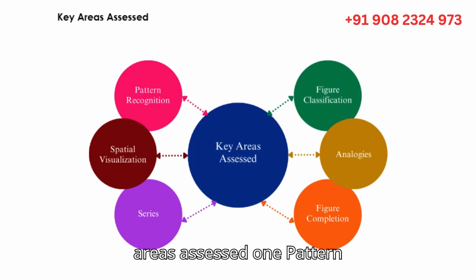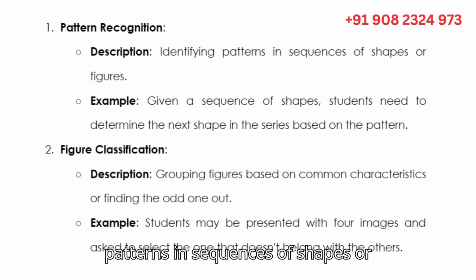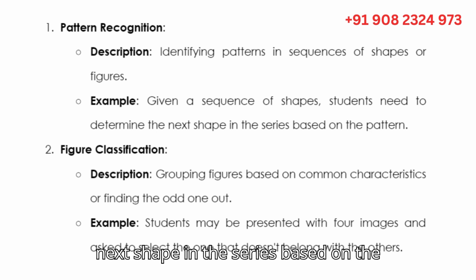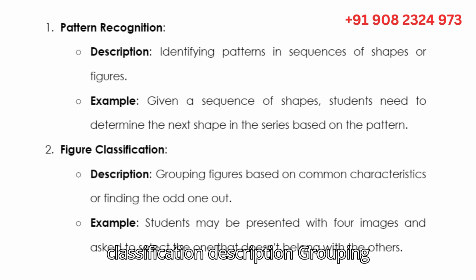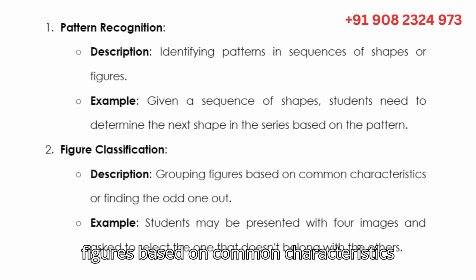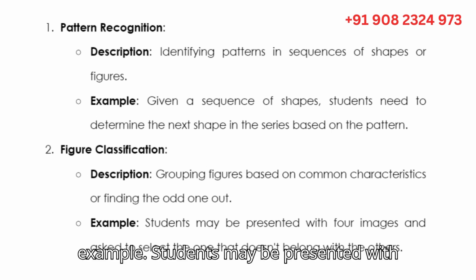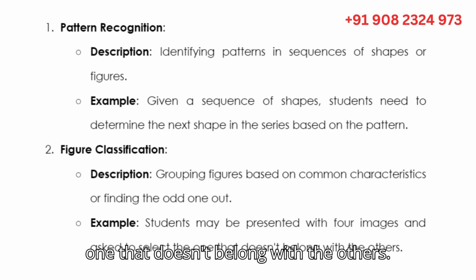Key areas assessed. 1. Pattern recognition. Description: identifying patterns in sequences of shapes or figures. Example: given a sequence of shapes, students need to determine the next shape in the series based on the pattern. 2. Figure classification. Description: grouping figures based on common characteristics or finding the odd one out. Example: students may be presented with 4 images and asked to select the one that doesn't belong with the others.